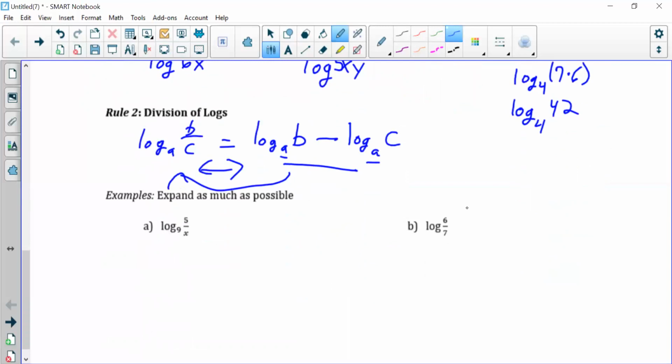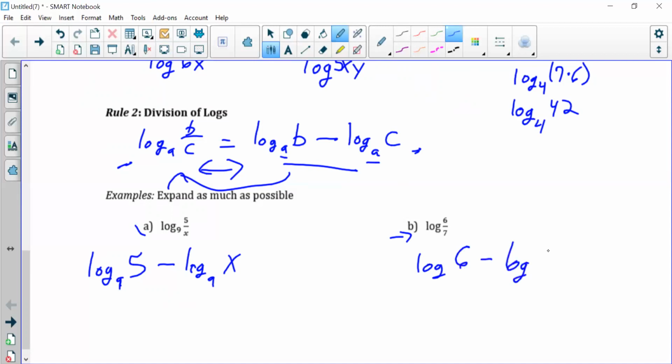All right, so let's expand this as much as possible. So we're going to take it from this form for A, and we're going to convert it to this form. So we're going to say the log base 9 of 5 minus the log base 9 of x. Next one, example B. The log, we don't have a base, so it's base 10, of 6 minus the log base 10 of 7.